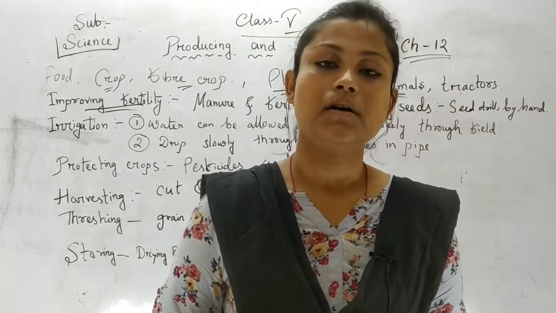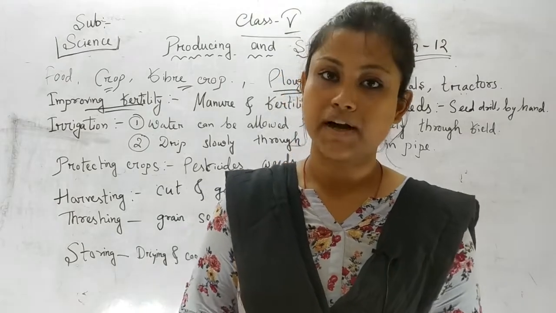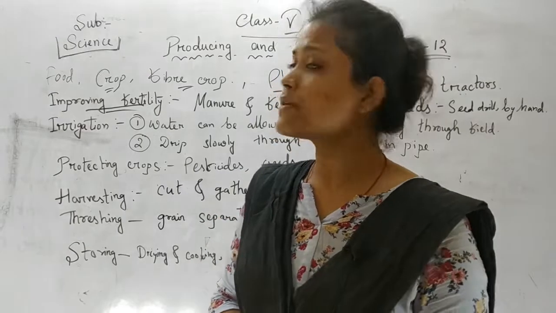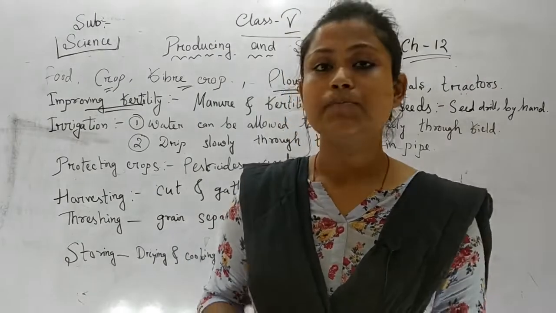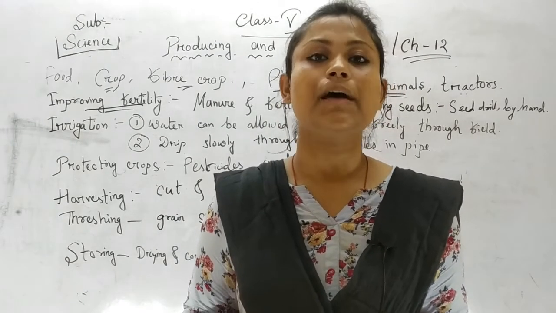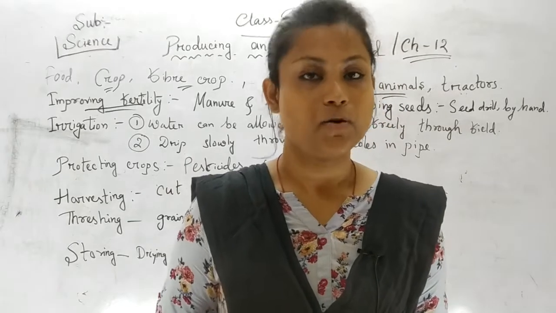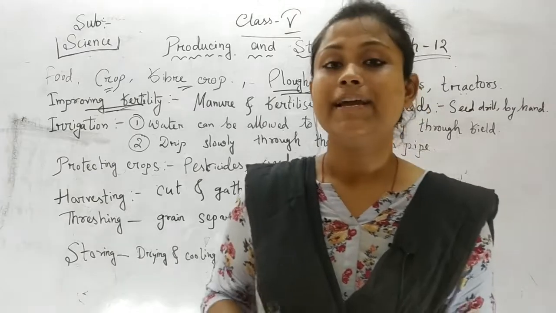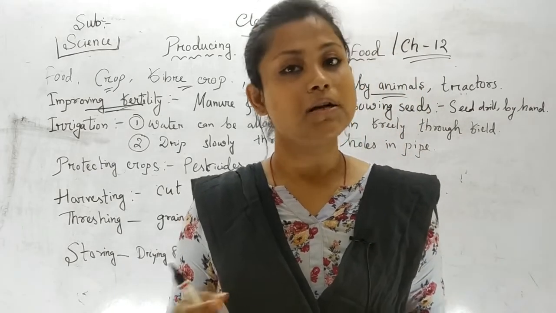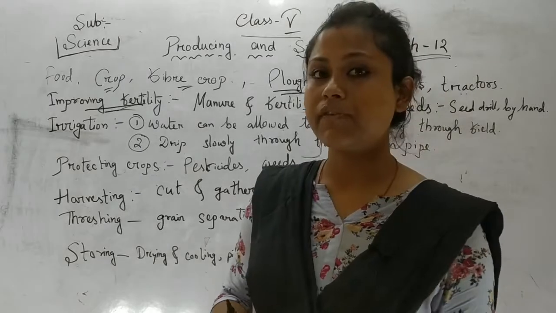And what are the things that we can use to improve the fertility? Fertility means improving the nutrients which the soil has, that means increasing the amount of nutrients the soil has. So the second point is improving fertility. That means we have to increase the nutrients which are already present in the soil. And with the help of what can we improve the fertility?